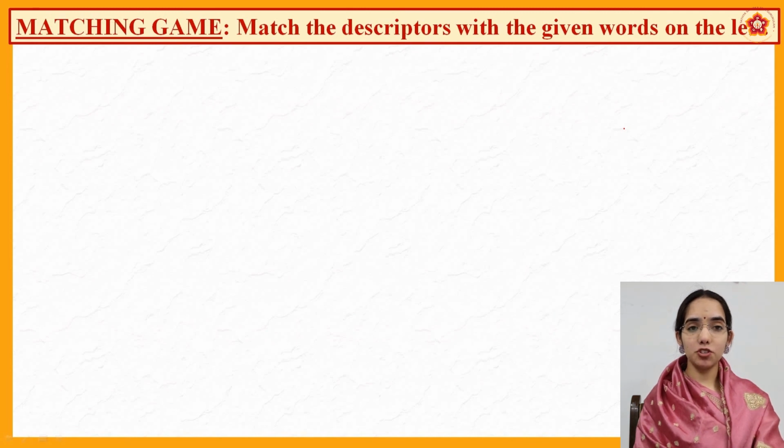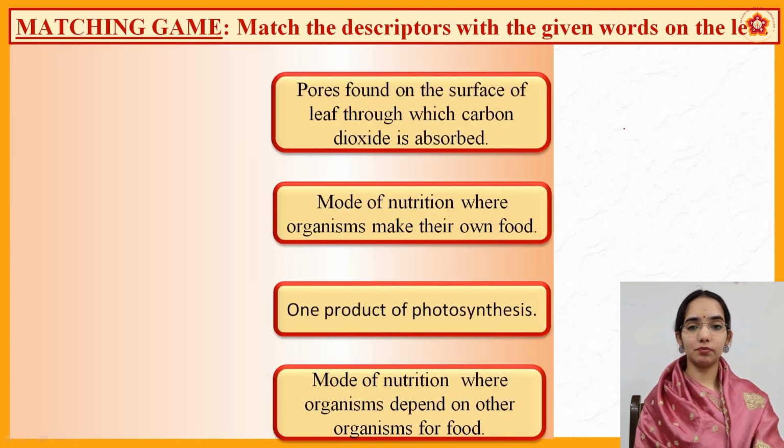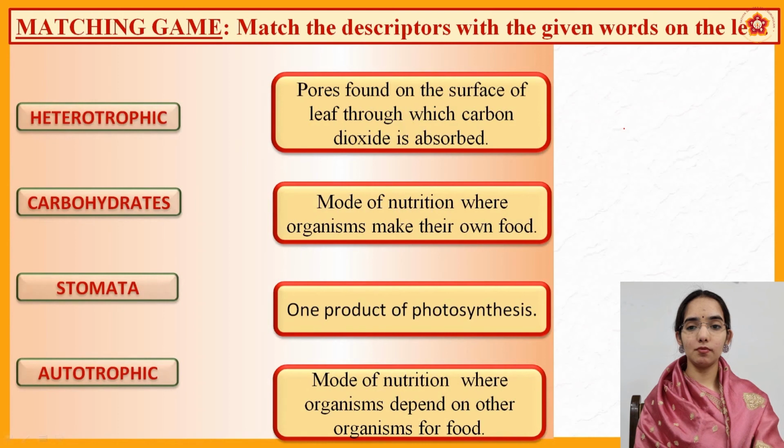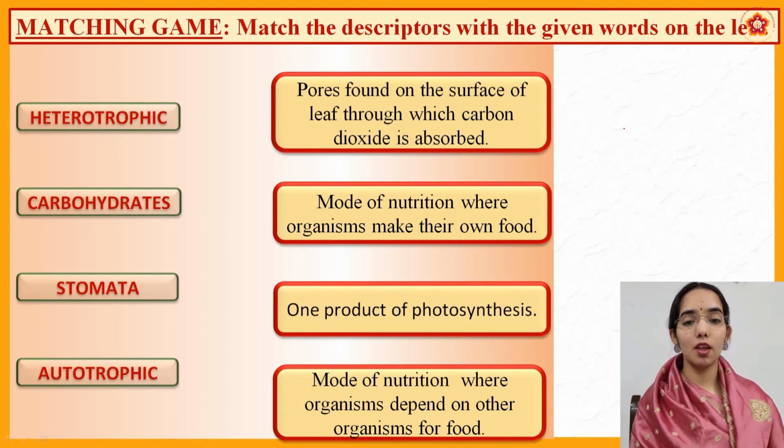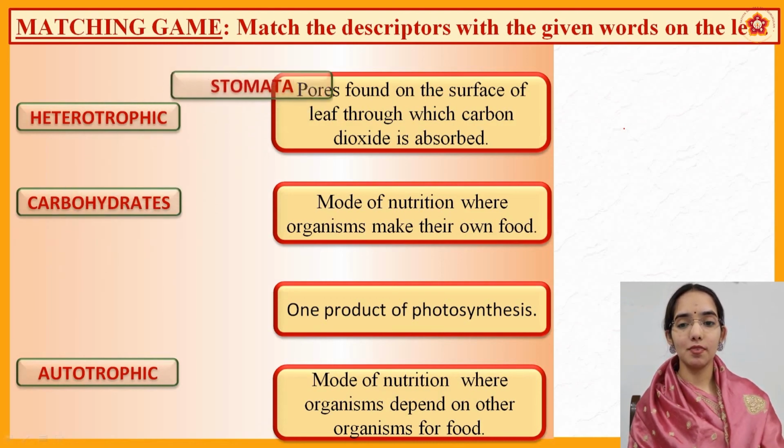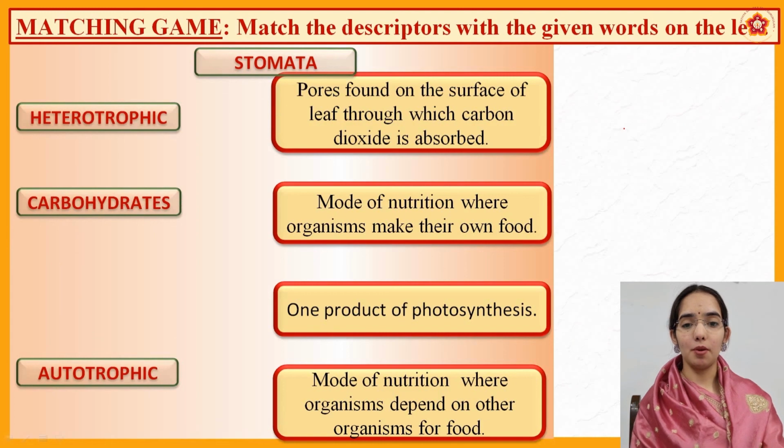Now match the following. So let's read the first statement. Pores found on the surface of leaf through which carbon dioxide is absorbed. What is that pore called? Look onto your left and see which option should it be. You are right. It's stomata.